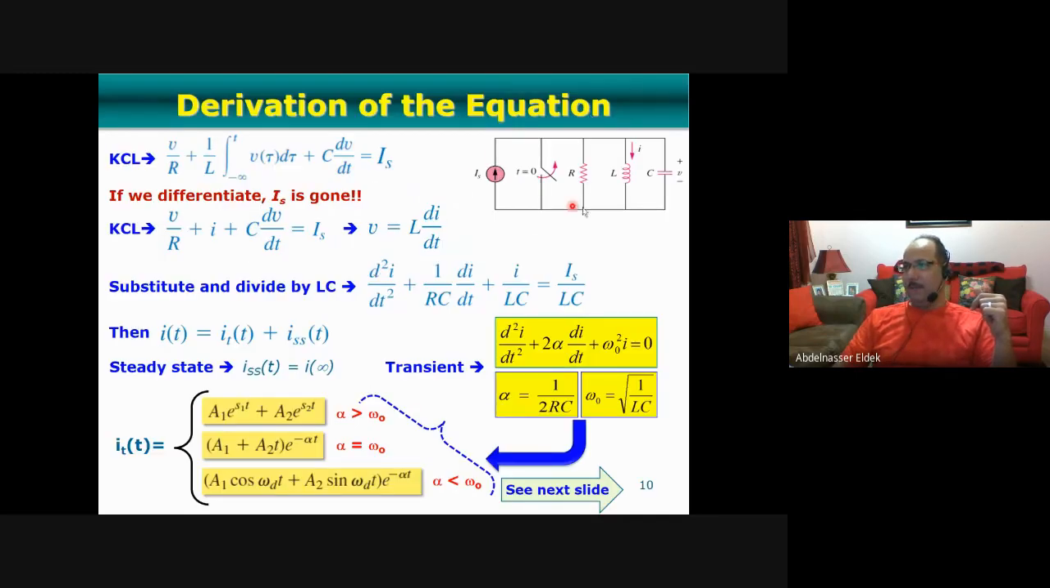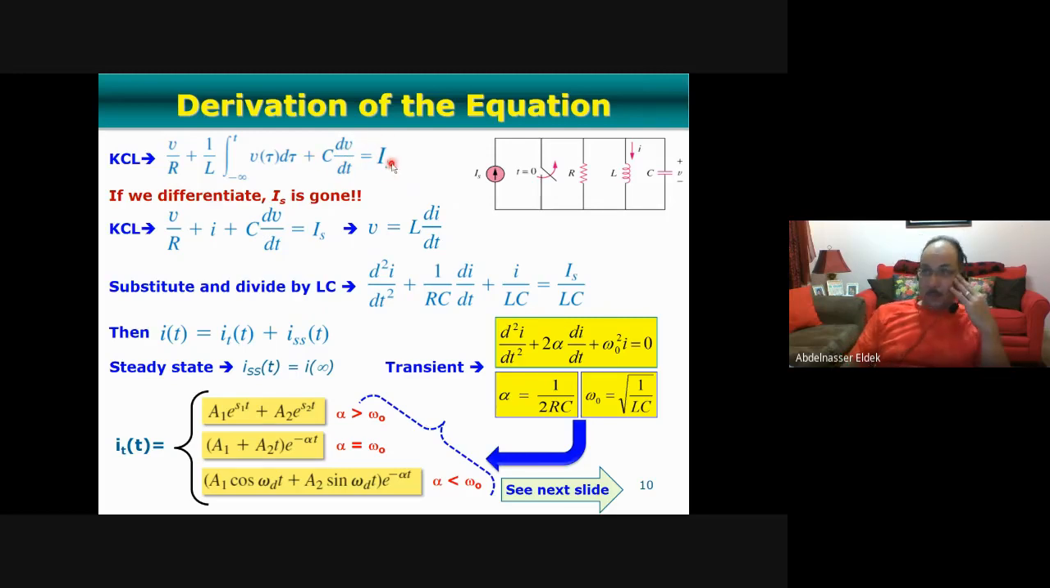If we have this circuit here and we want to solve it, we apply Kirchhoff's current law. So this current IS equals this current plus this current plus this current. So V over R, this is the current in the resistor, plus 1 over L integration of V dt, this is the current in the inductor, plus C dV by dt, which is the current in the capacitor, equal IS, of course. So if we want to differentiate this, we will lose IS.